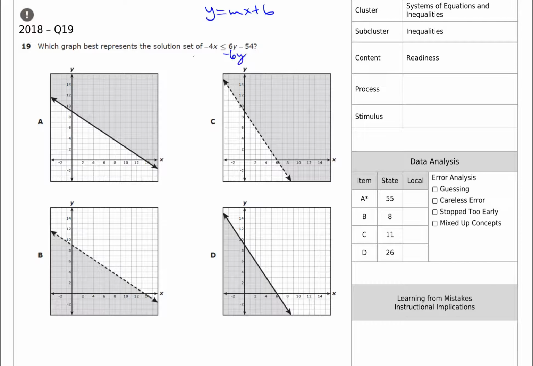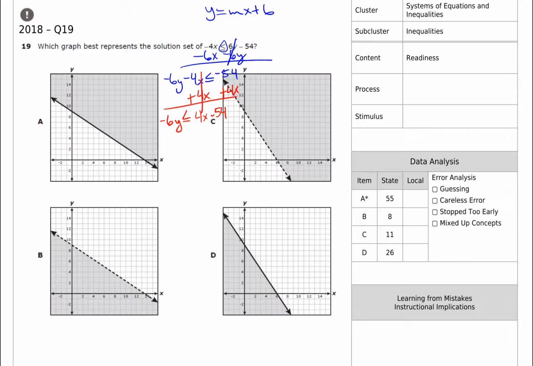Minus 6y, minus 6y. It's gone, so we have negative 6y minus 4x less than or equal to, the inequality stays, and then it's negative 54 on this side. We want to get the 4x to the other side, so we'll go plus 4x, plus 4x. We're left with negative 6y is less than or equal to 4x minus 54. You can't combine a variable number and a regular number.